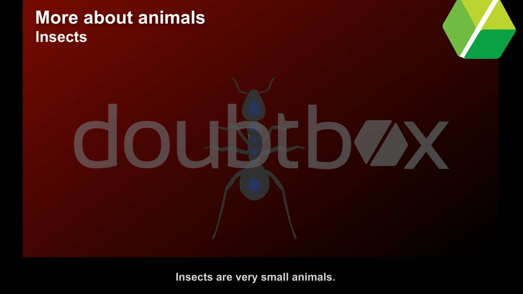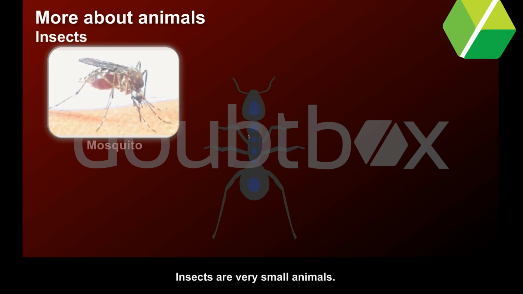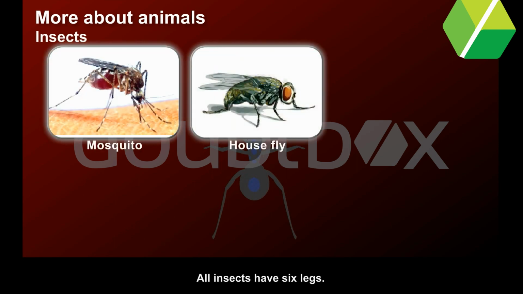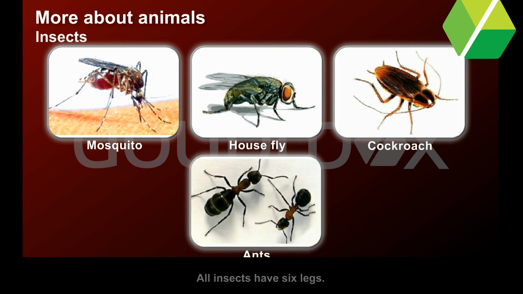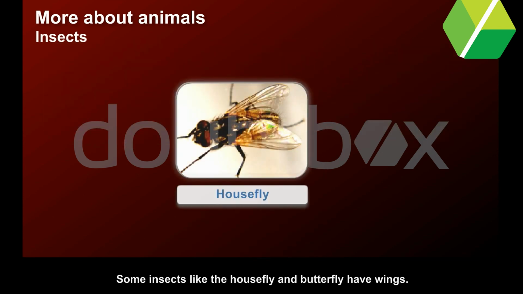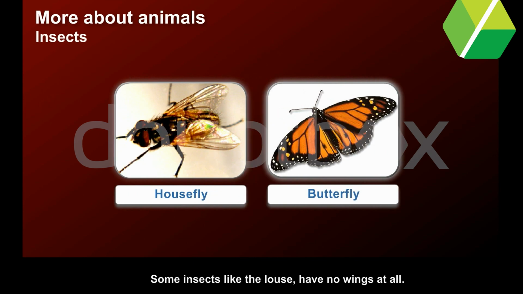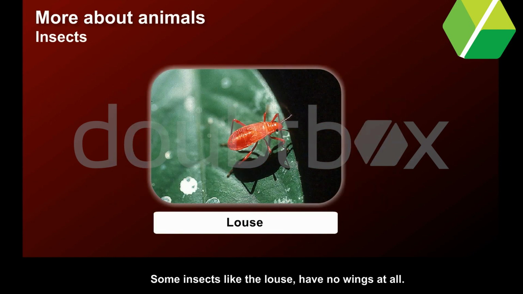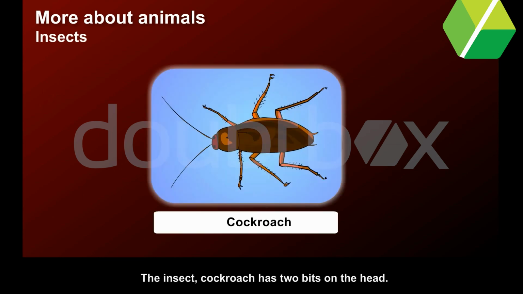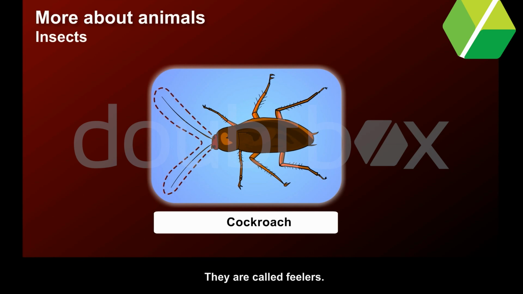Insects. Insects are very small animals. All insects have 6 legs. Some insects move on land. Some insects, like the housefly and butterfly, have wings. Some insects, like the louse, have no wings at all. The insect cockroach has 2 bits on the head. They are called feelers.